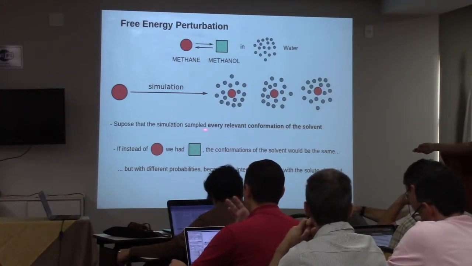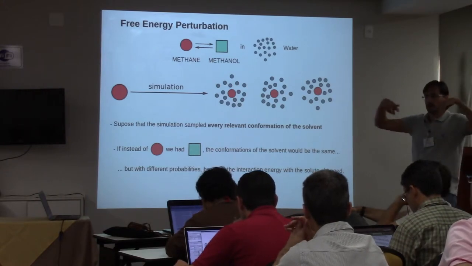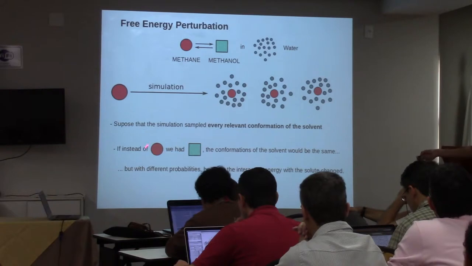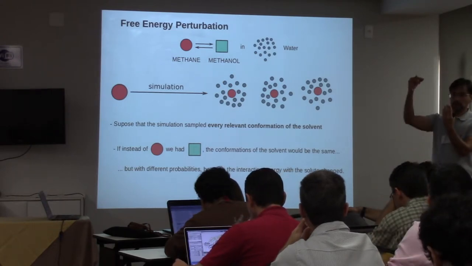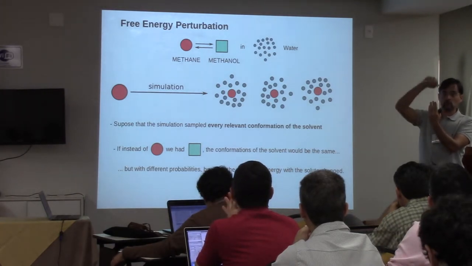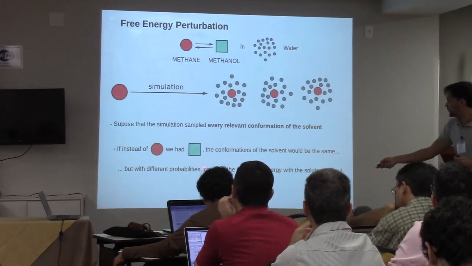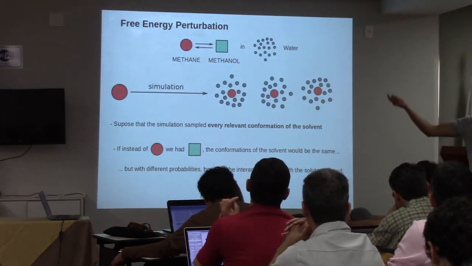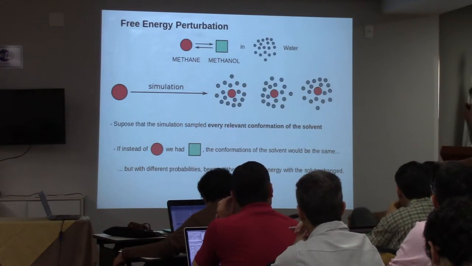Since we have sampled every configuration of the solvent, the conformations of the solvent are the same. There are no different configurations to be sampled because we changed the red ball by the green square. However, since we have performed this modification, the energies of each of these configurations changed. We had some interaction of the solvent with the red ball, and now we have a different interaction of this solvent with the green square in each of these configurations. So even if the conformations are the same, the probabilities of each of these configurations changed because the interaction of the solute changed. However, since we believe every configuration is sampled, we are okay.